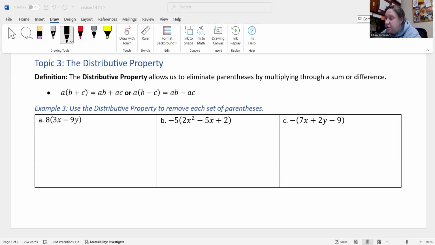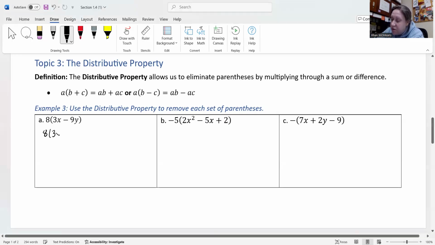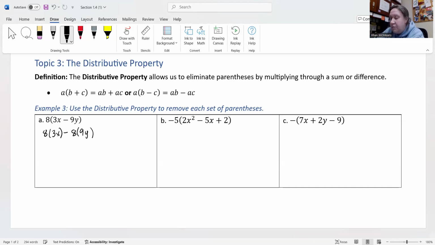So example 3 says use the distributive property to remove each set of parentheses. Well, for part A, we have 8, and then inside parentheses, we have 3x minus 9y. So this reads 8 times 3x minus 9y. What we want to do is remove the parentheses by multiplying the 8 by both of the terms inside parentheses. So technically what we're getting is 8 times 3x and then minus 8 times 9y. Because 8 is positive and 9y is negative, that is going to give us a negative product there, okay?